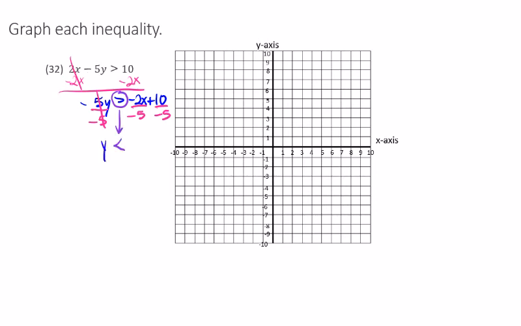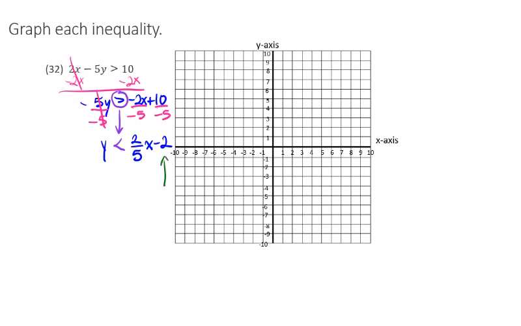So we get y is less than negative 2x divided by negative 5 is positive 2 over 5x, right? And then 10 divided by negative 5 is negative 2. So you flip the inequality sign around whenever you divide or multiply both sides by a negative, okay? So it doesn't matter that there's a negative or positive on top. It matters what you're dividing by, right? So what you're doing on both sides. All right, so now we're back to what we've done before.